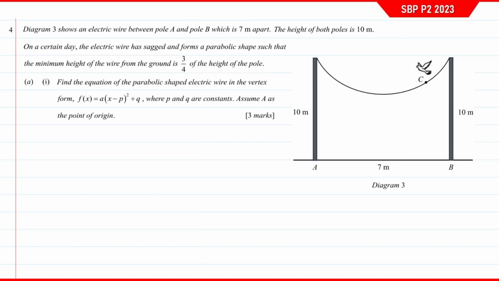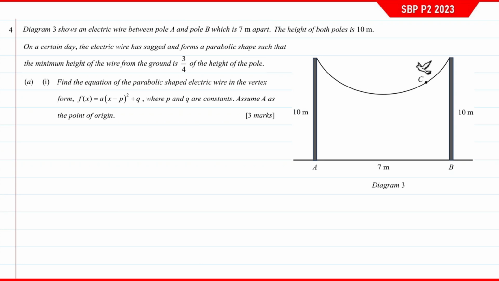Question number 4. Diagram 3 shows an electric wire between pole A and pole B, which are 7 meters apart. The height of both poles is 10 meters. On a certain day, the electric wire has sagged and formed a parabolic shape such that the minimum height of the wire from the ground is 3 over 4 of the height of the pole. A1: find the equation of the parabolic shape of the electric wire in the vertex form, where P and Q are constants. Assume A as the point of origin.